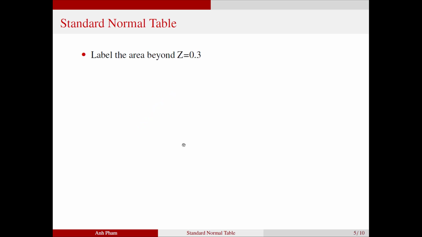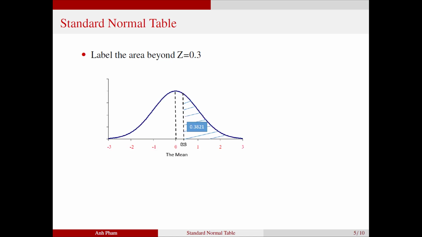Now, how do we label the area beyond Z equal to 0.3? The area is everything to the right of Z equal to 0.3.